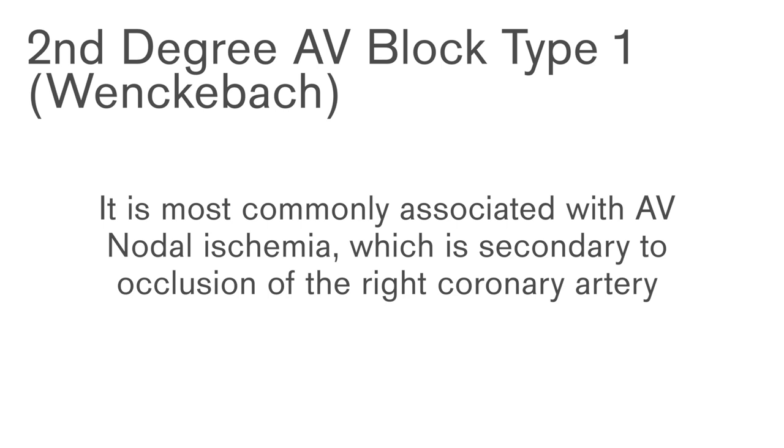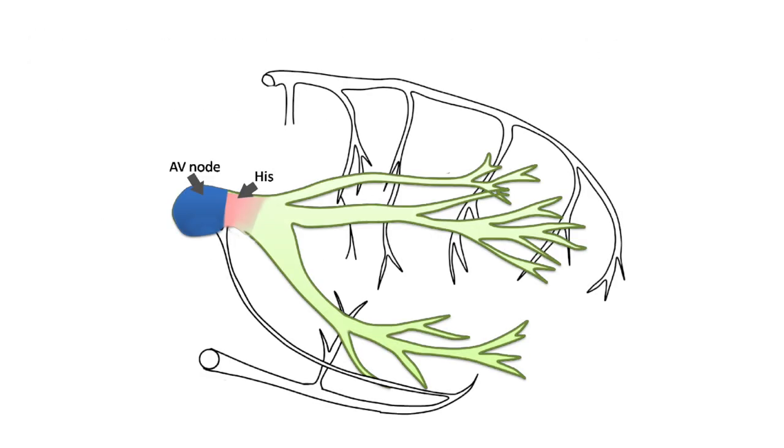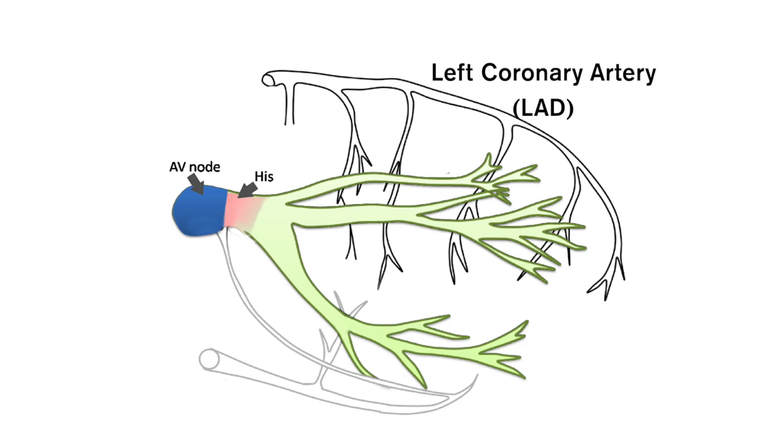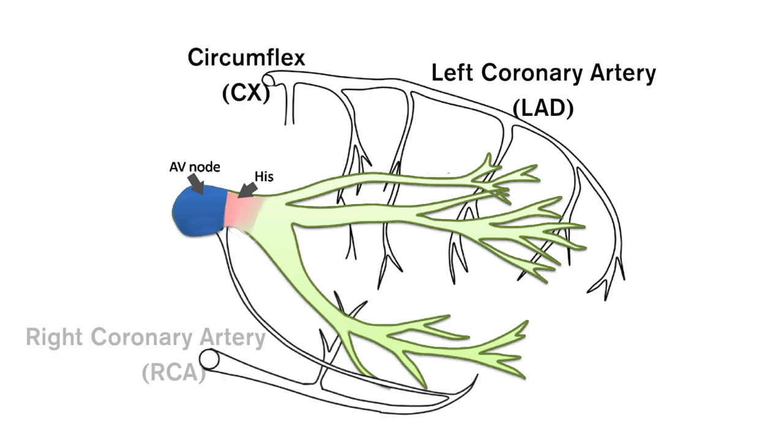Most commonly it is associated with an AV nodal ischemia, which is secondary to occlusion of the right coronary artery. From this image, you can see in black and white the irrigation system of the coronary arteries, the plumbing, while in color is the conductivity of the system, the electricity. The left coronary artery divides into the left anterior descending artery, LAD, and the circumflex, CX, while the right coronary artery, RCA, provides irrigation to the AV node, which might block if the artery gets occluded.